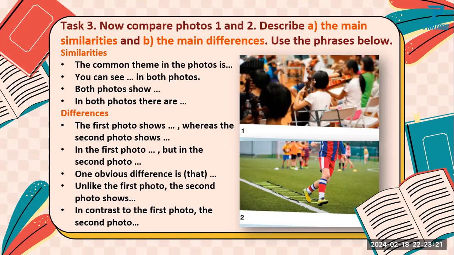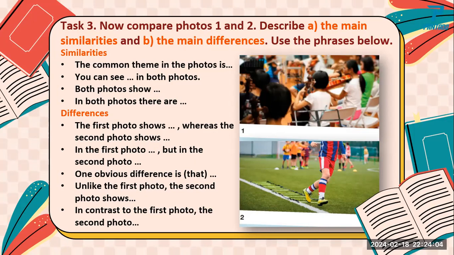The first photo shows people studying English and a music lesson, and they are playing violin. And the second photo shows the students playing in the grass field, and they are playing football.